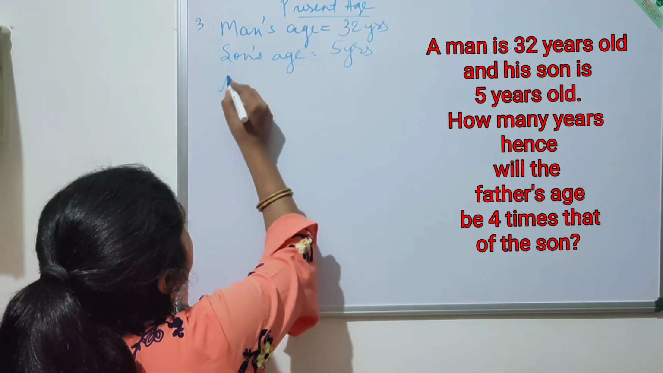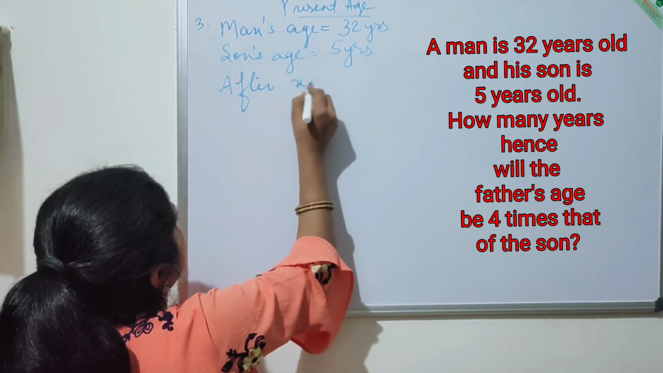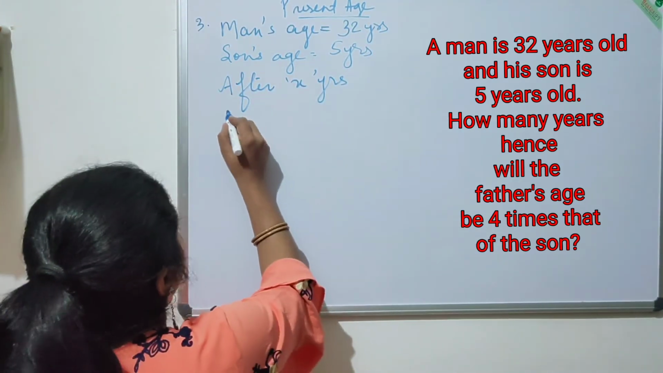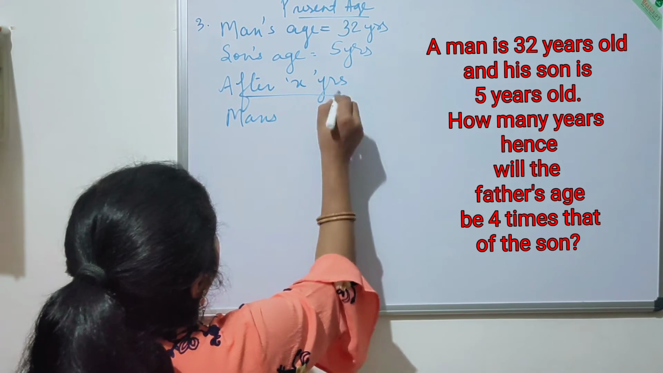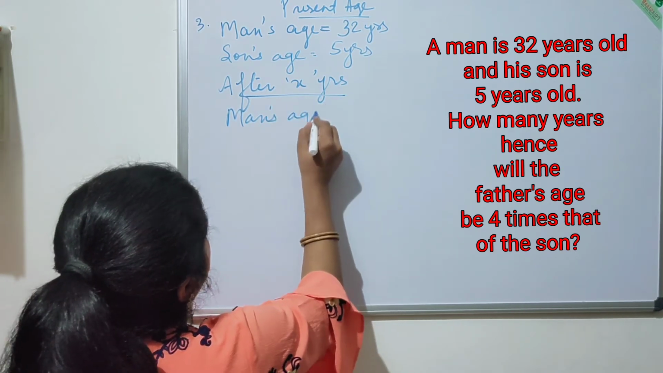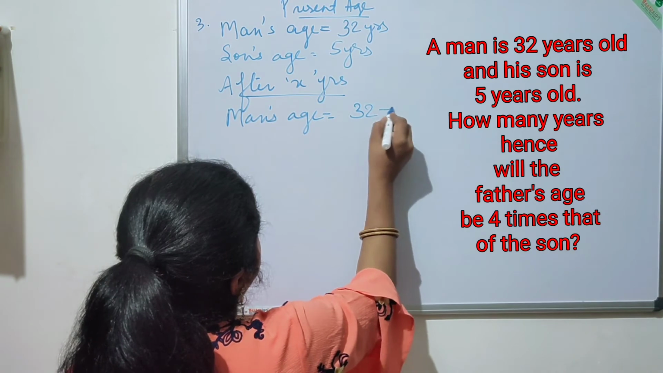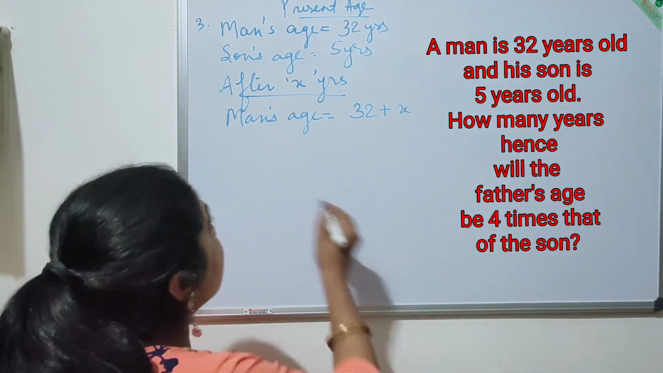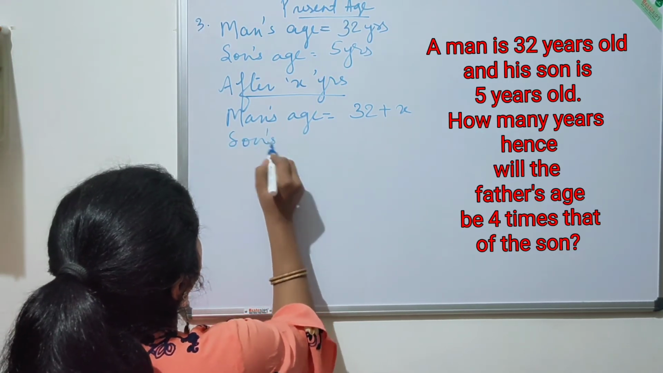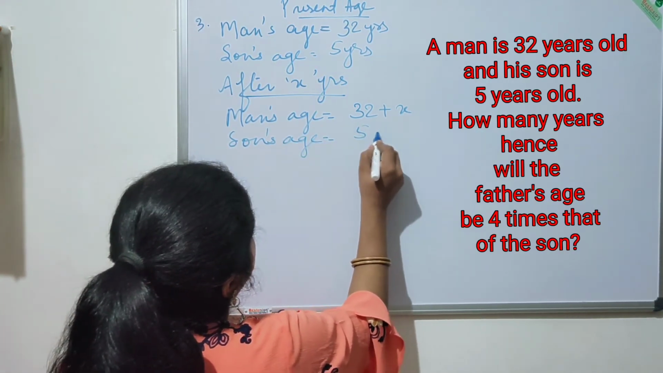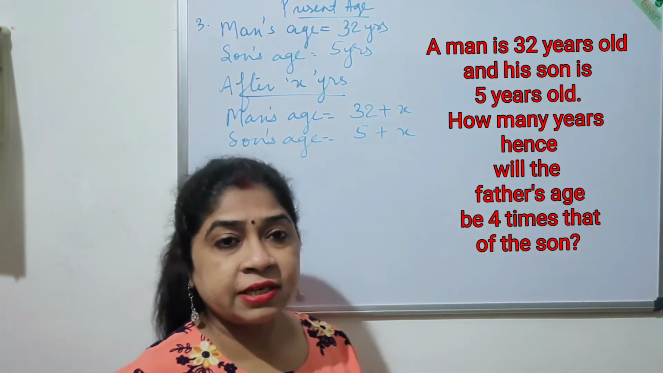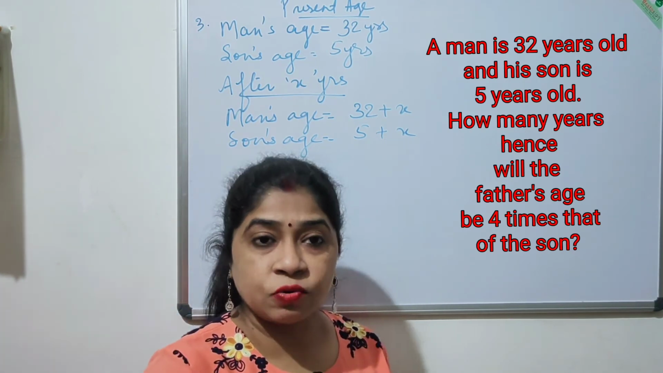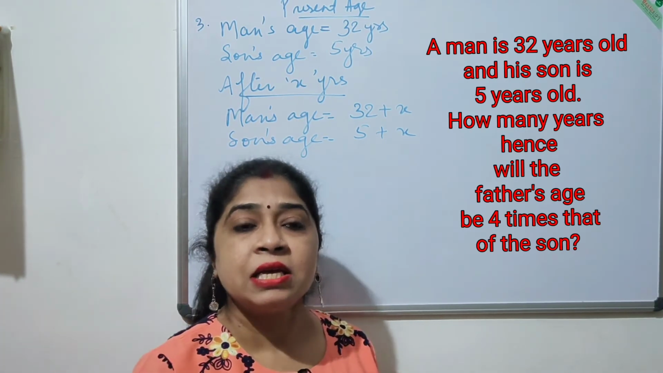So we write after x years, मतलब x years के बाद what will be the man's age? 32 plus x. x years के बाद मैन का एज 32 प्लस x हो जाएगा and the son's age will be 5 plus x. 5 साल के बाद जो सन है वो भी 5 साल ज्यादा हो जाएगा एज, और जो मैन है उसका भी एज 5 साल ज्यादा हो जाएगा.